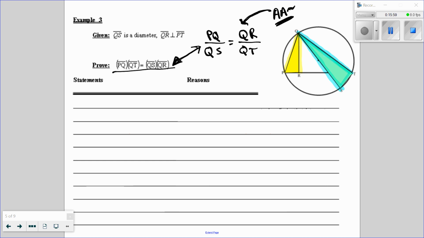All right, so first things first, givens. And then we need some equal angles. Well, we got a pair of perpendicular lines there, so I know I'm going to get a right angle somewhere. The right angle in the yellow triangle, angle QRP, will be a right angle because perpendicular lines form right angles. Let's look at the blue triangle. How am I going to get a right angle in that blue triangle?